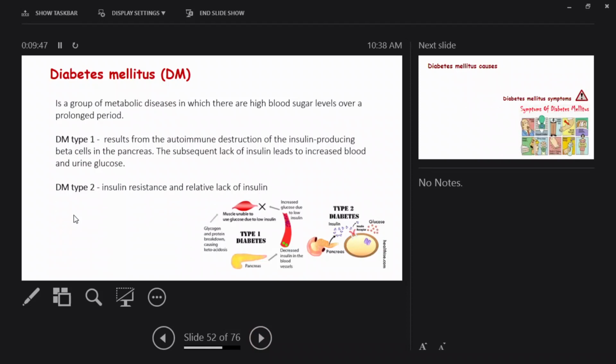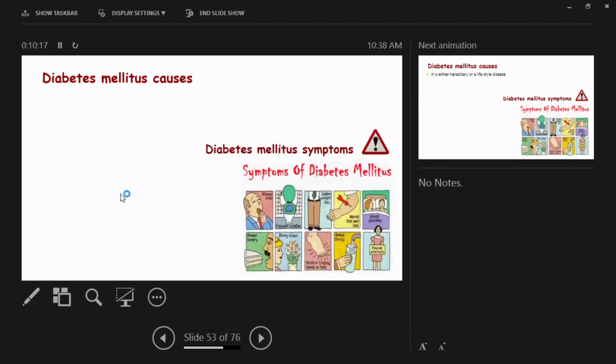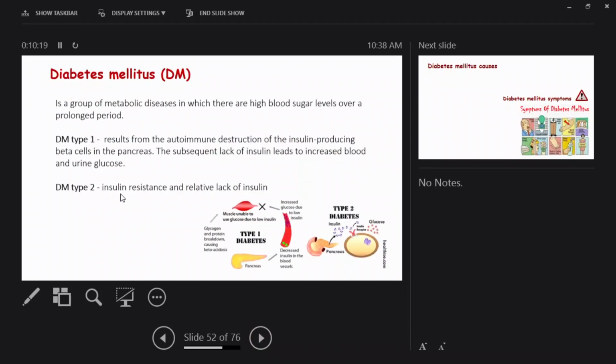Type 2 diabetes mellitus is the most common diabetes mellitus. This is due to insulin resistance and lack of insulin. It can be caused by the level of insulin produced by the pancreas being very low, but most of the time the level of insulin produced by the pancreas is in a good amount, but the body cannot sense the insulin. We call it insulin resistance. This is the most common type of diabetes, type 2 diabetes.